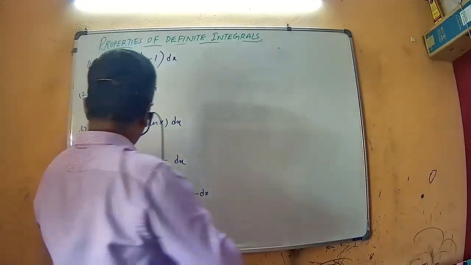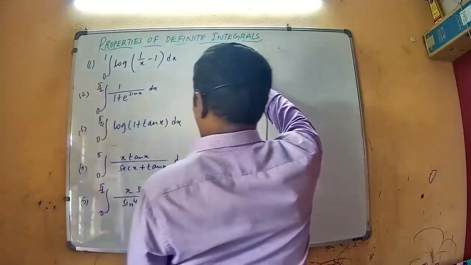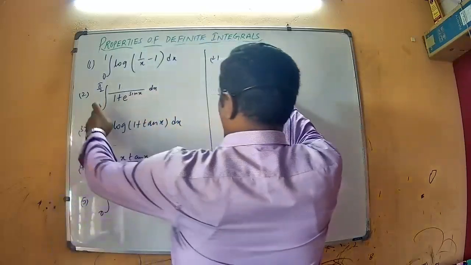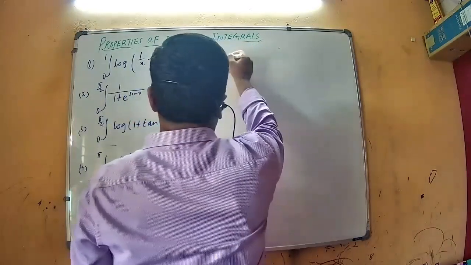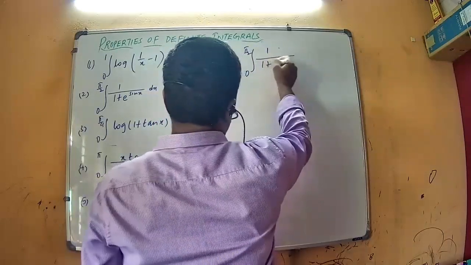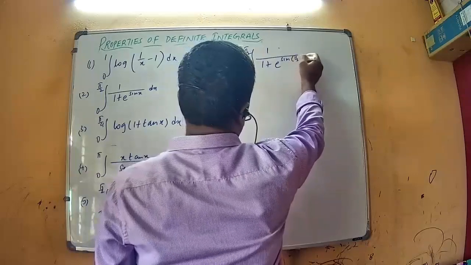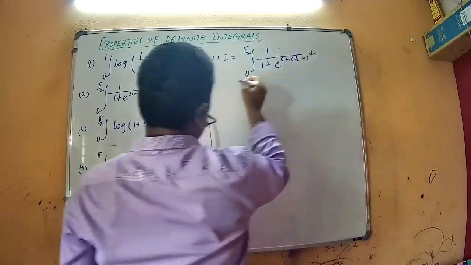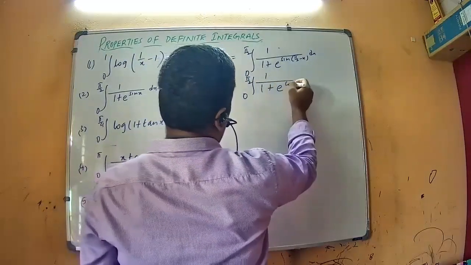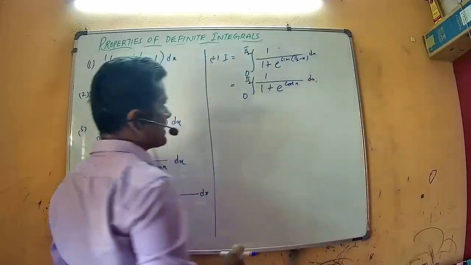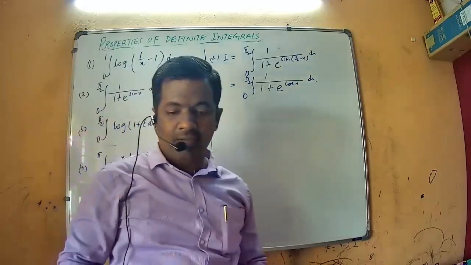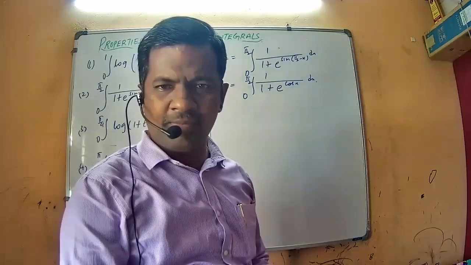Fine. Moving on to the second question. Integral from 0 to pi by 2 of 1 by (1 plus e power sin x). Here also, applying the property as the lower limit is 0, the integral from 0 to pi by 2 of 1 by (1 plus e power sin of (pi by 2 minus x)), which is nothing but 1 by (1 plus e power cos x) dx. Whenever the lower limit is 0, we write it as upper limit minus x.